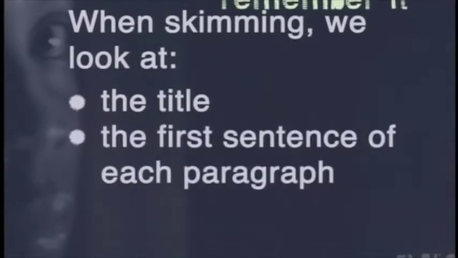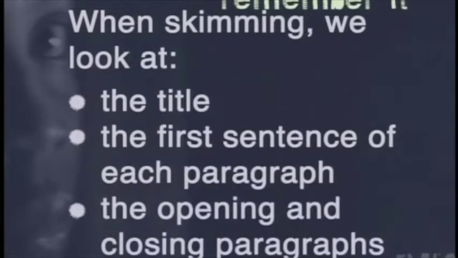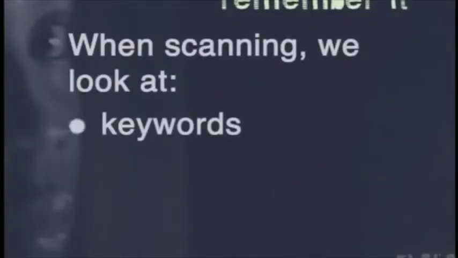When skimming, we look at the title, the first sentence of each paragraph, and the opening and closing paragraphs. When we want to find a particular piece of information, we scan. When scanning, we look at keywords, names, and dates.